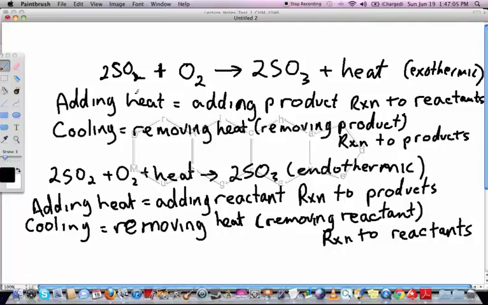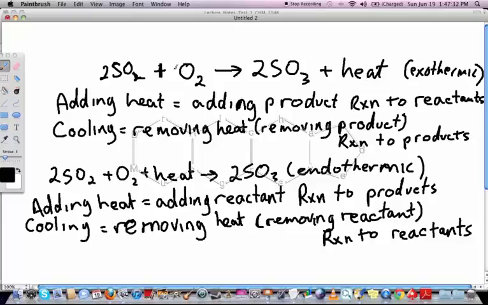So let's say we added heat to this process. Adding heat would mean that we were adding a product, and adding a product would move the reaction towards the reactant side. The way you can look at this is that the reaction will move towards the reactant side to use up the extra heat that we're adding by forming more reactants. Cooling the reaction means we're removing heat, and removing heat would mean we were removing a product, and that would mean the reaction would move towards the product side.